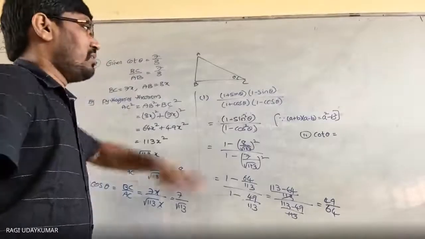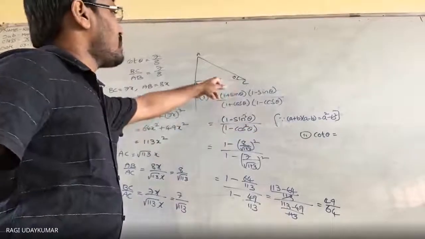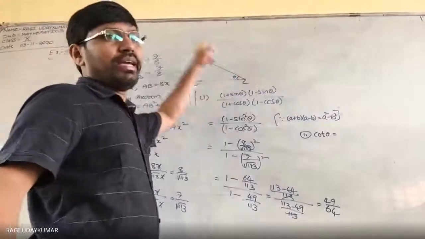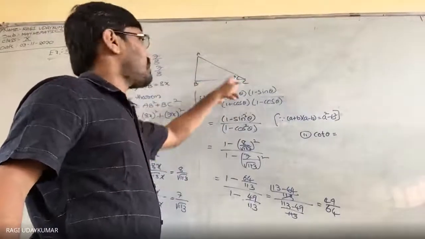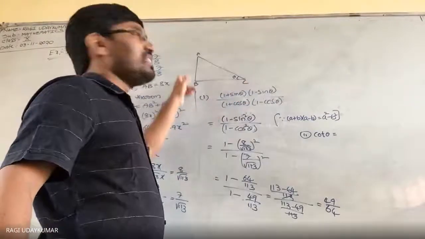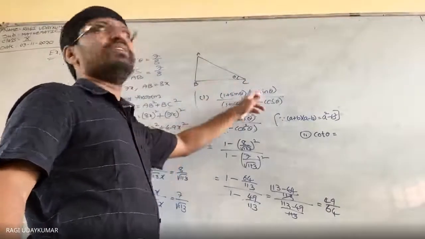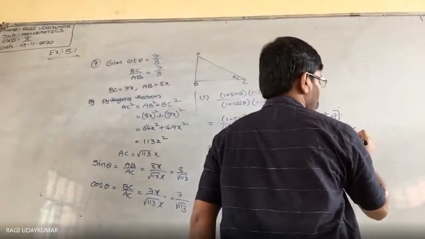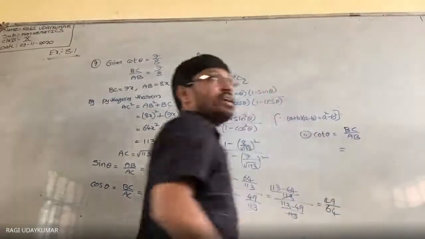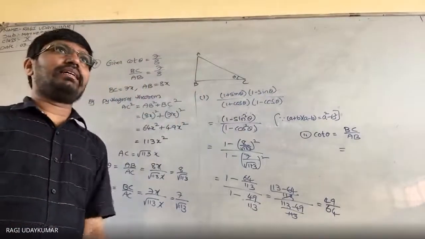Gopal, BC by AB? Sir, AB by BC. AB by BC, not theta. Cot is nothing but adjacent by opposite. Adjacent is BC and opposite is AB. So BC by AB is equal to. So what is BC here?